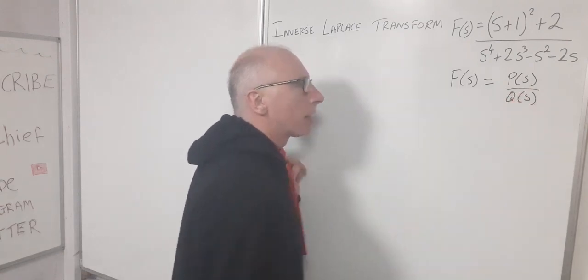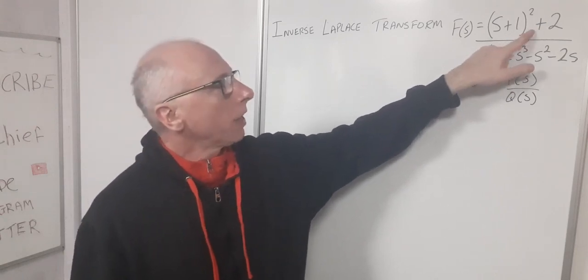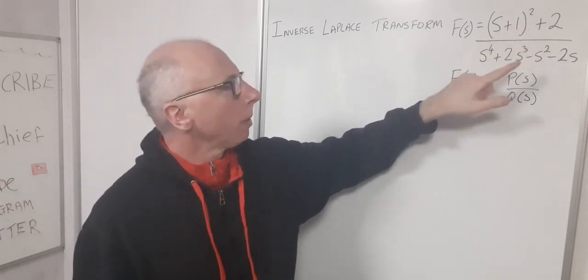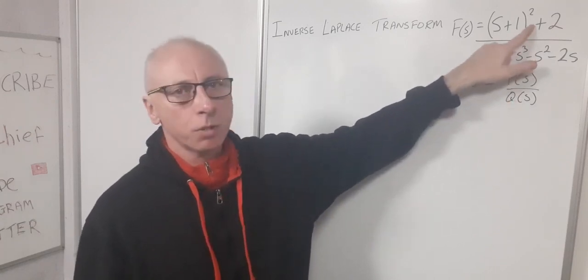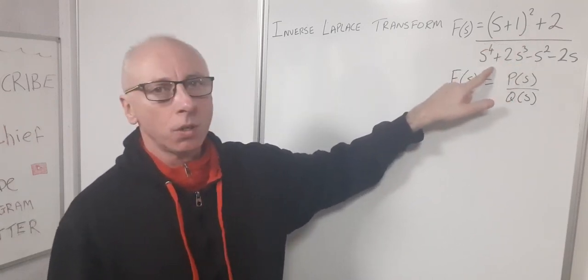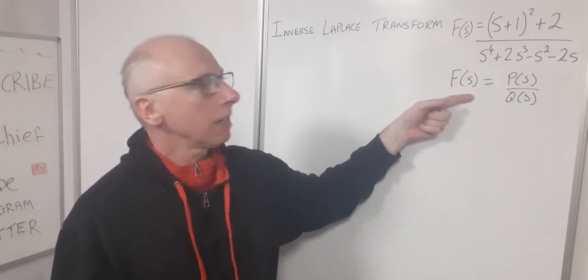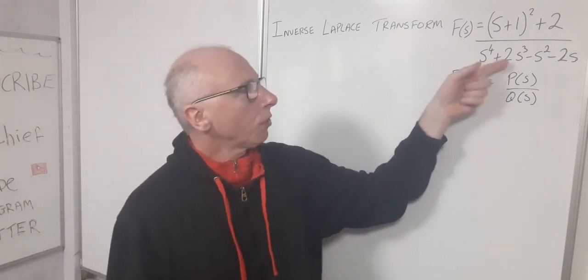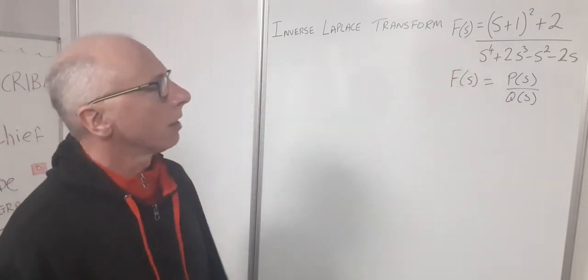over Q(s). Now I can see that the orders of the polynomial on the top and the polynomial at the bottom are different. So this goes up to squared, this goes up to the power of 4. Therefore the limit of F(s) as s approaches infinity is 0. So partial fraction decomposition is one of the ways we can go with this.